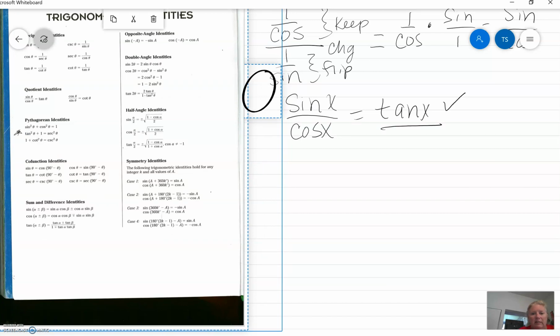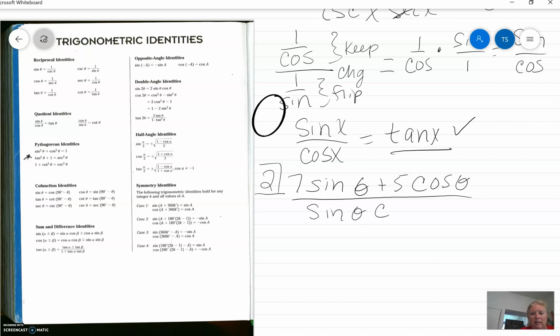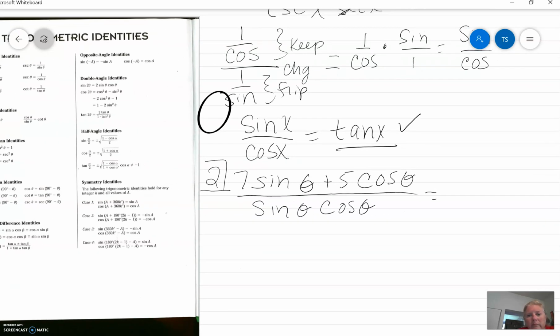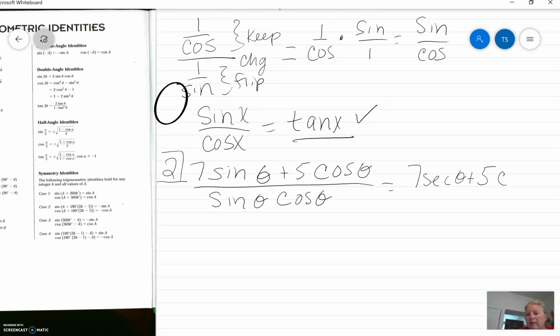This one is probably one out of your book, but I think the book does it a little differently than I'm going to. I've got (7 sine theta plus 5 cosine theta) over (sine theta cosine theta) equals 7 secant theta plus 5 cosecant theta. Again, theta or x, it doesn't matter.